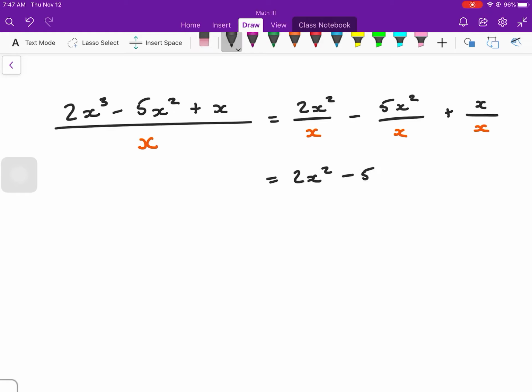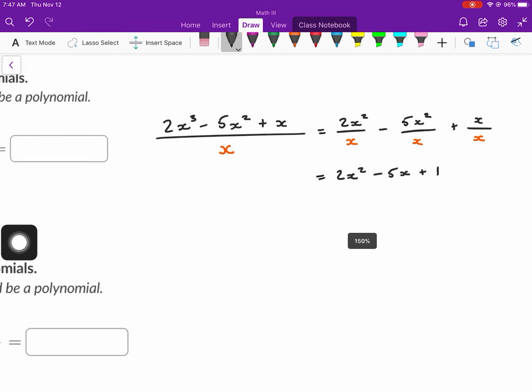Then minus 5, and same thing. x squared means we have 2 x's divided by x. One of them goes away. And then plus 1, because x over x is 1. And that's it. That's all you do. That's all you have to do to get the answer.